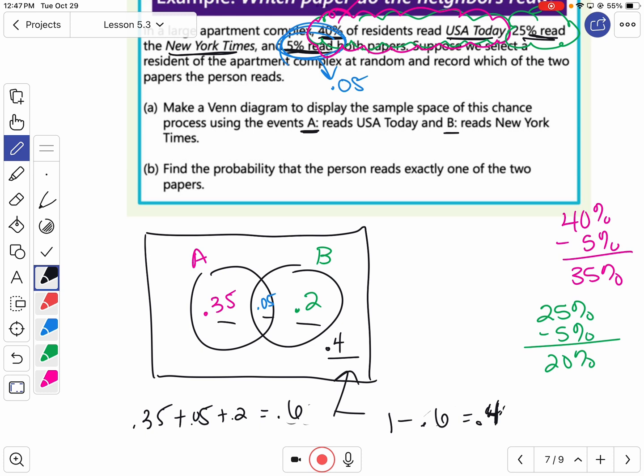Okay. Now, the last thing it says to find the probability that the person reads exactly one of the 2 papers. Okay. So they don't read both. They read exactly one. So that probability we're gonna use the parts where it's just the one, those outside circles. So 0.35 plus 0.2 gives me 0.55. Okay, so you just kind of have to look at what it's looking for. Okay.